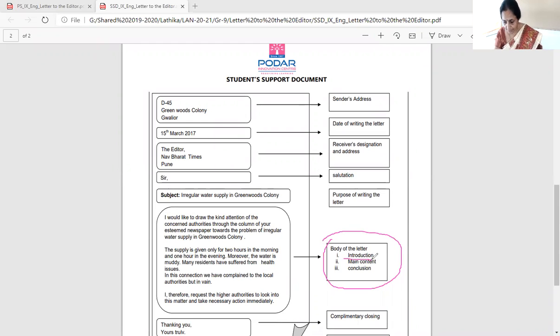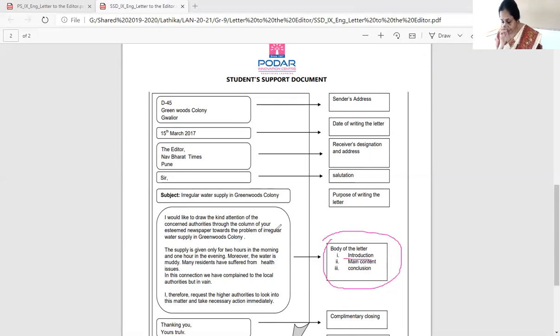The first one is the introduction. So you have to give an introduction to why you're writing this letter. So you can just read with me. I would like to draw the kind attention of the concerned authorities through the column of your esteemed newspaper towards the problem of irregular water supply in Greenwood's colony.